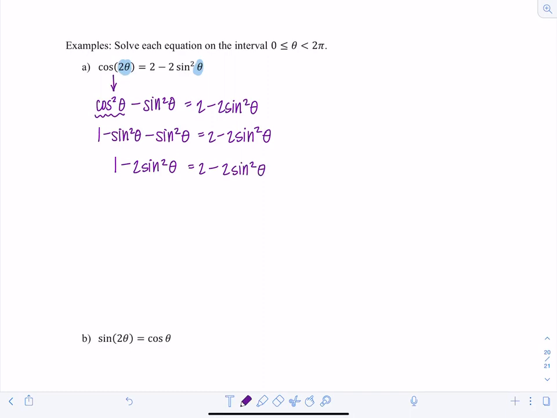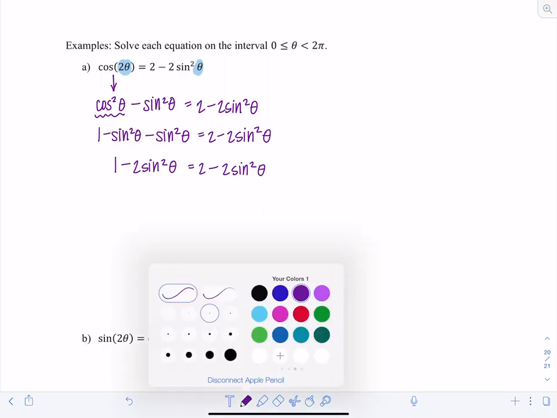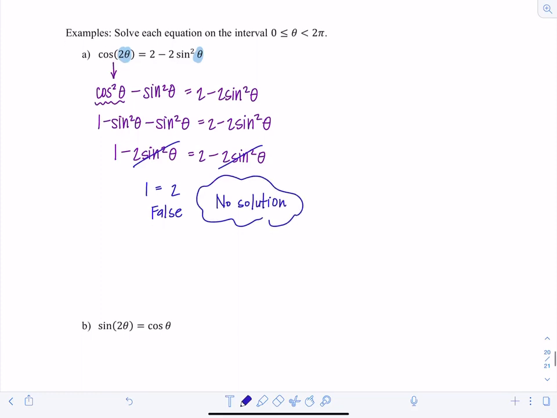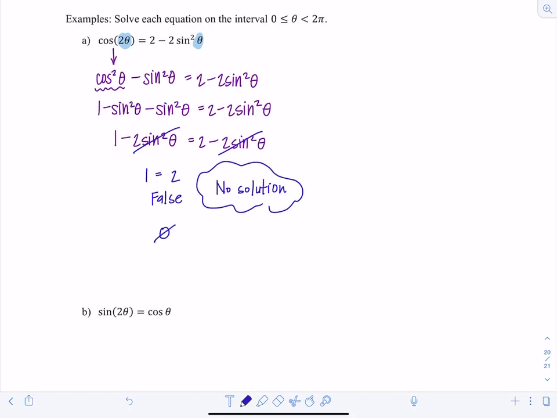And do you notice something? Well, the negative 2 sine squared thetas cancel out, and I end up with 1 equals 2. Well, this is a false statement, right? 1 doesn't equal 2, so there's no solution to this equation. End of story. No solution. If you want to write that symbol, that means the empty set, okay? Or you can write an actual literal empty set. This is real. I didn't make it up. Okay, or the word no solution will suffice.